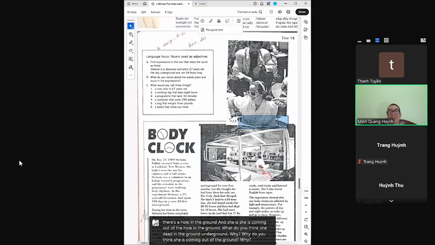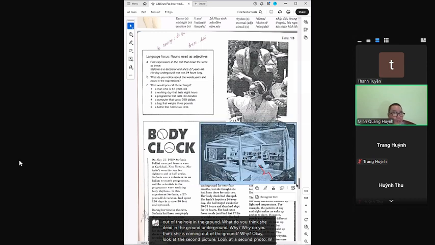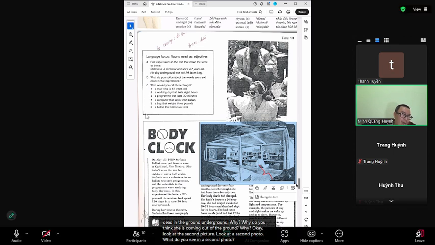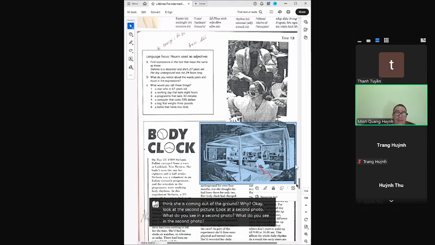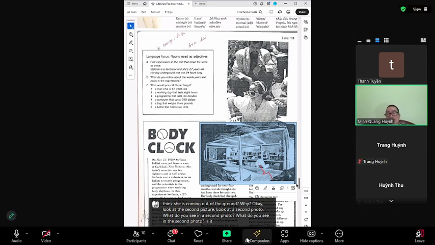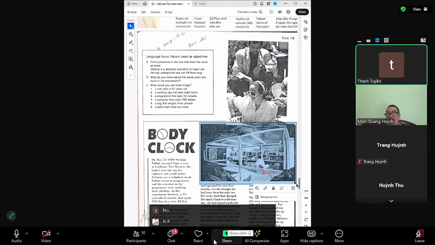Okay, look at the second picture. Look at the second photo. What do you see in the second photo? Is it a school? Yes or no? No. Is it a church? No. A supermarket? I don't know. You don't know.